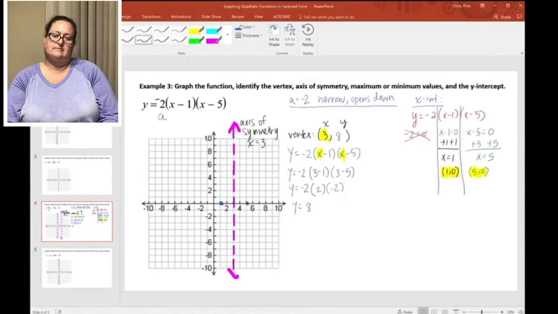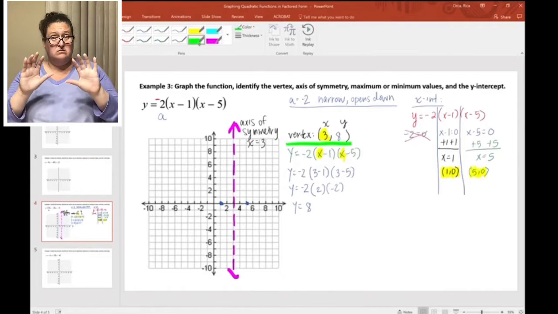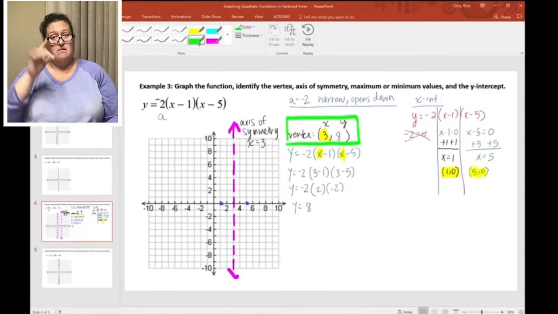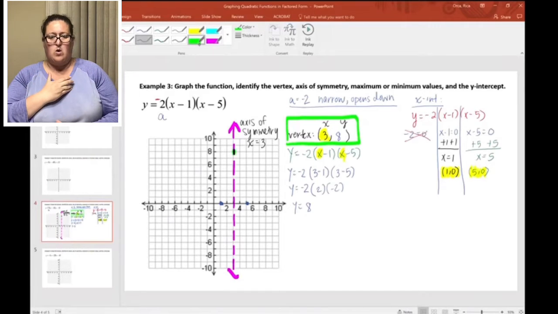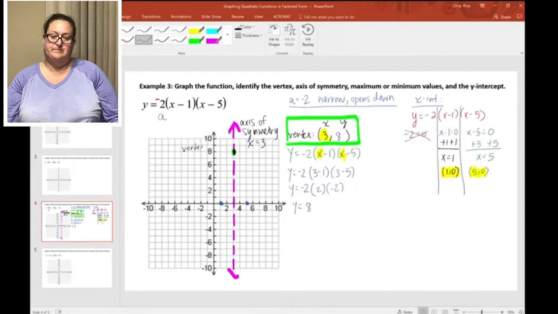So my vertex is at (3, 8). The y value is 8, so the y coordinate is 8. Plot the vertex. And label the vertex (3, 8).